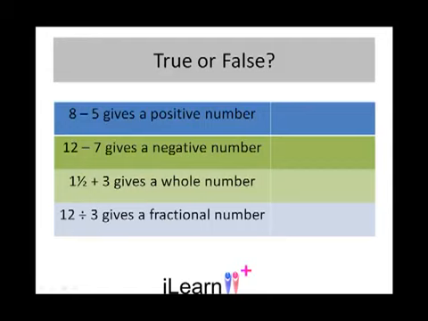8 minus 5 gives a positive number. Is that true or false? True. 12 take away 7 gives a negative number. Is that true or false? It's false.